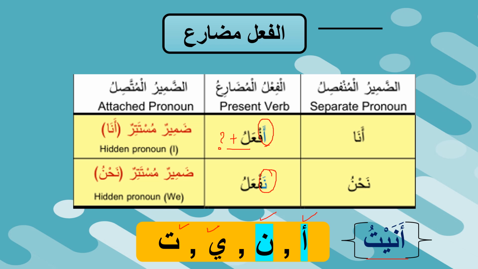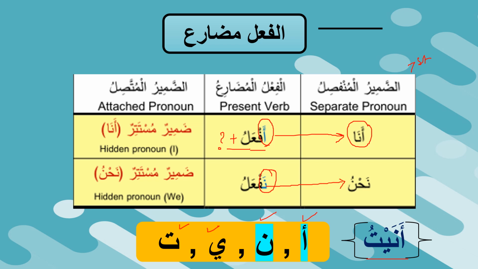So if you find a Hamza before a verb, that means it is representing the ana of the mutakallim group or the first group. So this table is about the first group, right? That is the mutakallim group. And when you see a noon, it is representing the nahnu, the we.